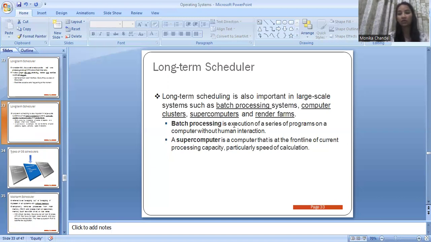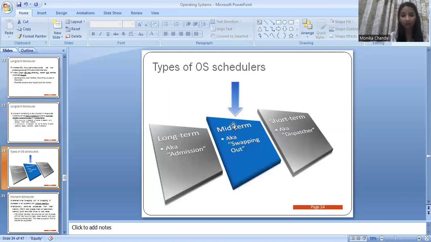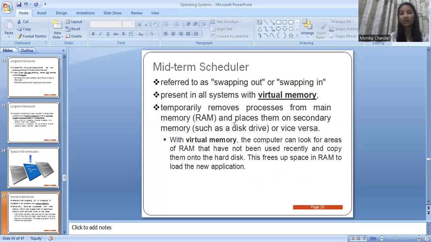So we have many types of operating systems. The first one is the batch operating system. It creates batches of processes. And the supercomputer is a very large type of operating system that executes our performance jobs. The next type of scheduler is the mid-term scheduler.